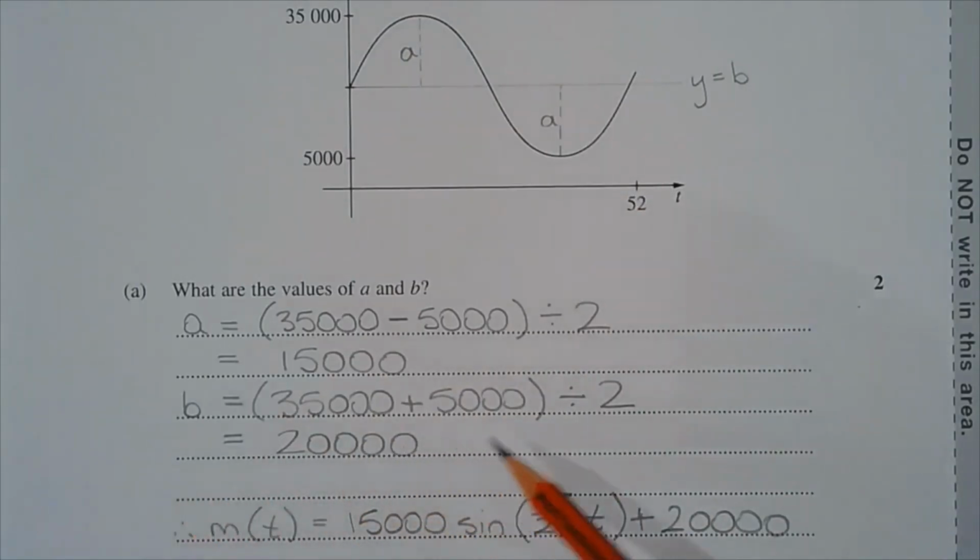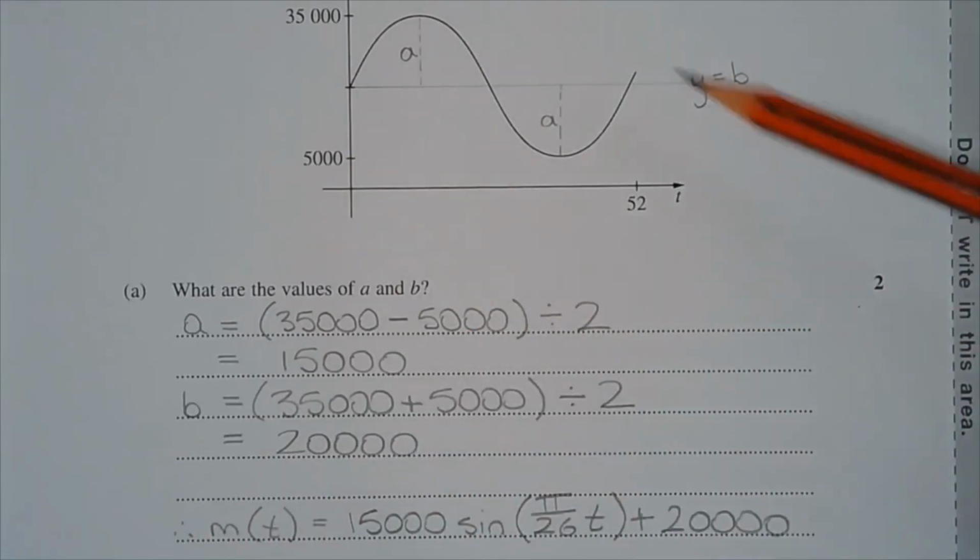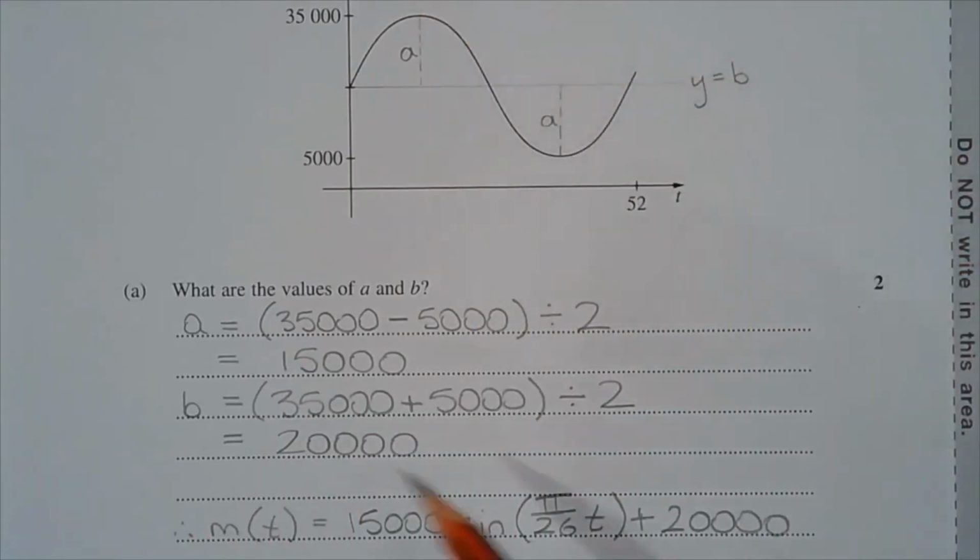Now B represents the line of centre, or the mean value of the sine wave, and that can be found by finding the average of the peak and the trough. So B is equal to 35,000 plus 5,000, and dividing that total by 2, that equals 20,000. So m of t is equal to 15,000 sine pi over 26 t plus 20,000.